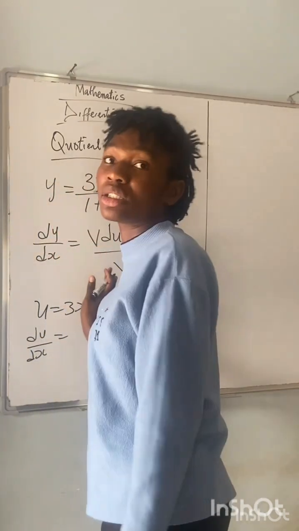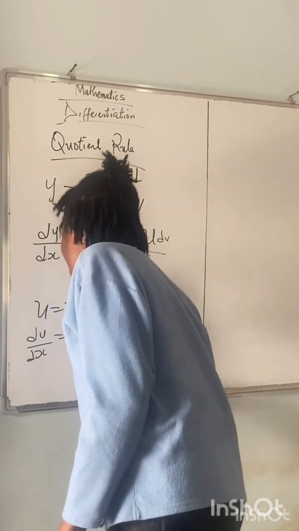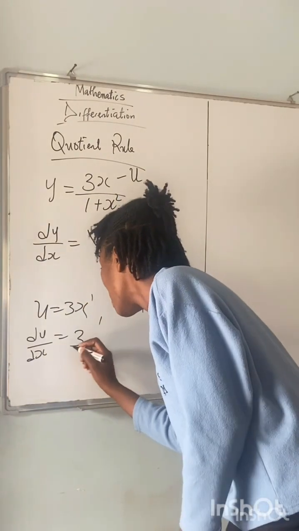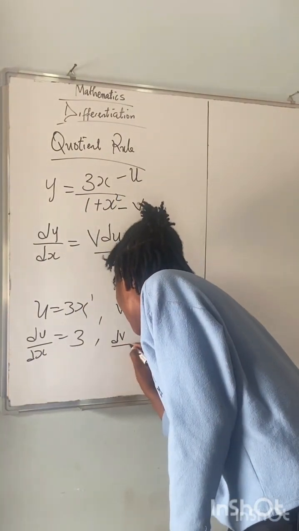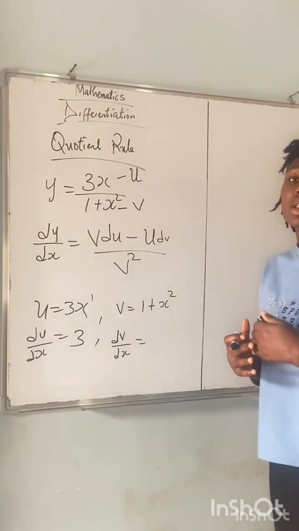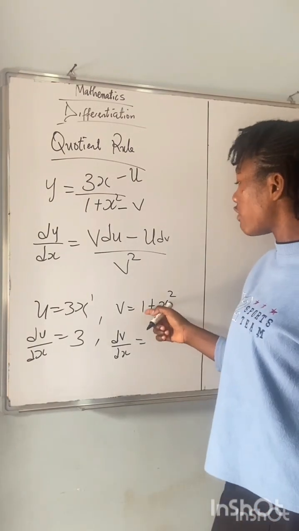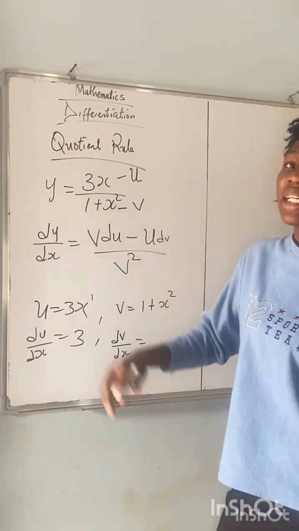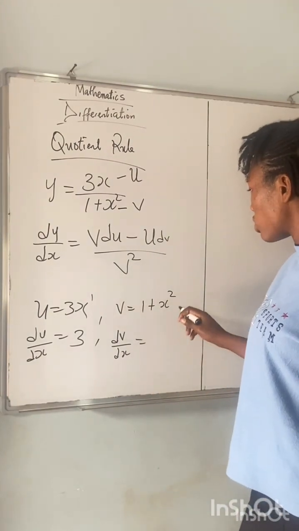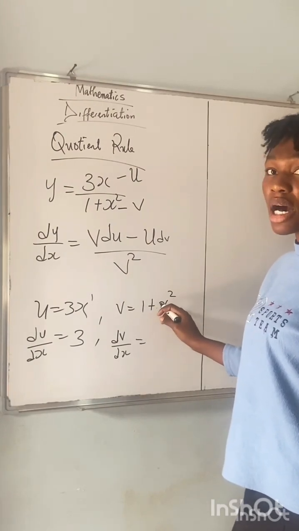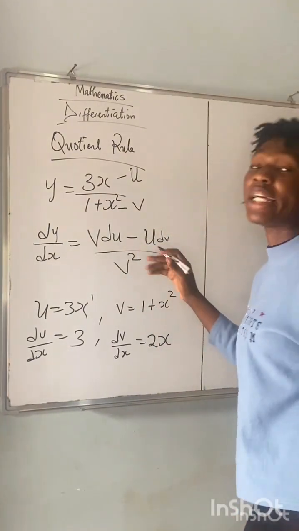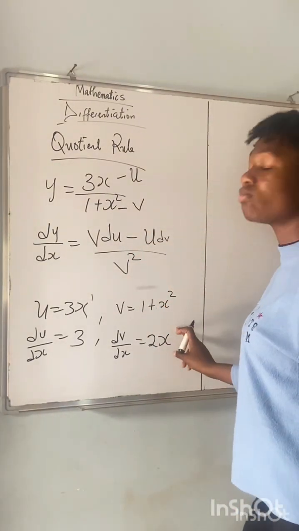In differentiating our u with respect to x, du/dx, since the power here is 1, when we multiply we are just left with 3, because 1 minus 1 becomes 0. For the next one, differentiating our v with respect to x, since 1 is a constant, when we differentiate a constant it becomes 0, because the power of x in this case is 0. So 0 multiplying cancels and makes the whole term 0, and we leave that out. Then we have 2 multiplied by our power, which is 1, giving 2x, since 2 minus 1 becomes 1. So we are left with just 2x.